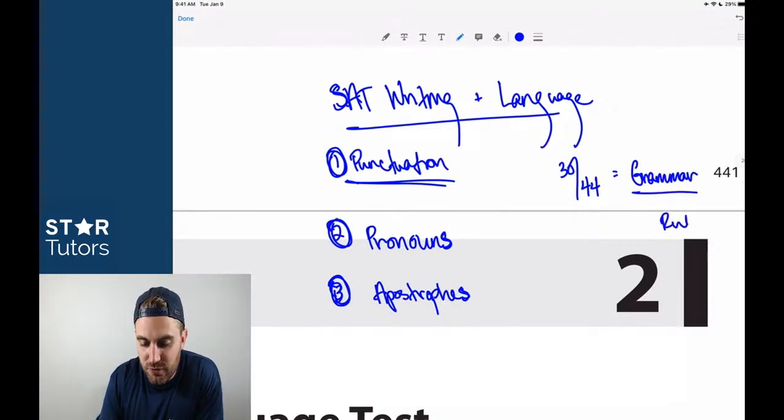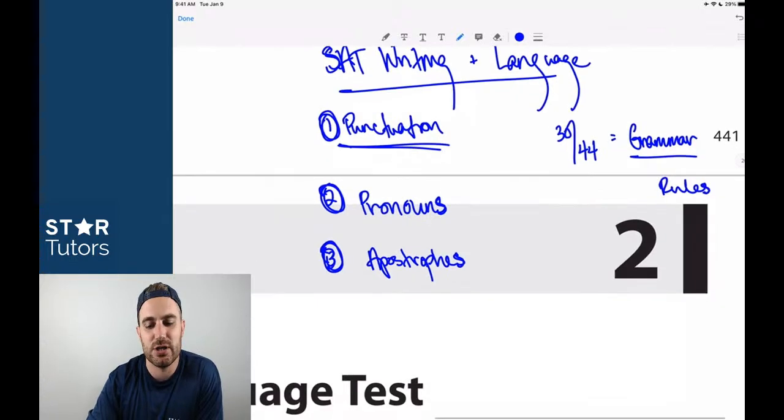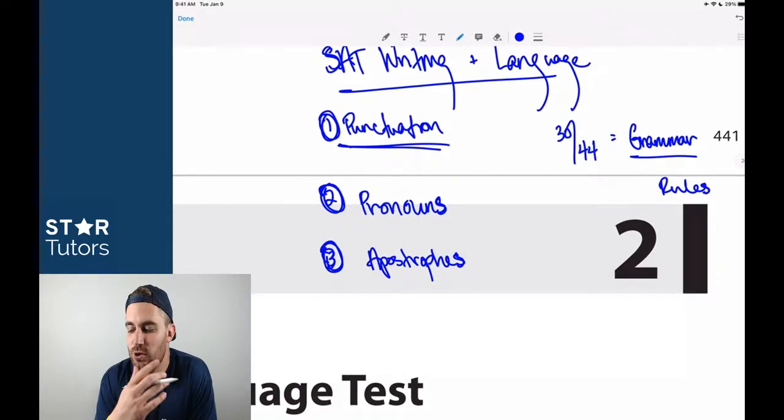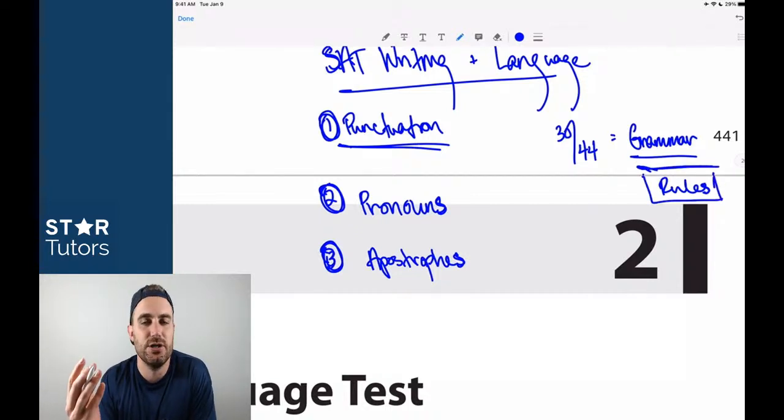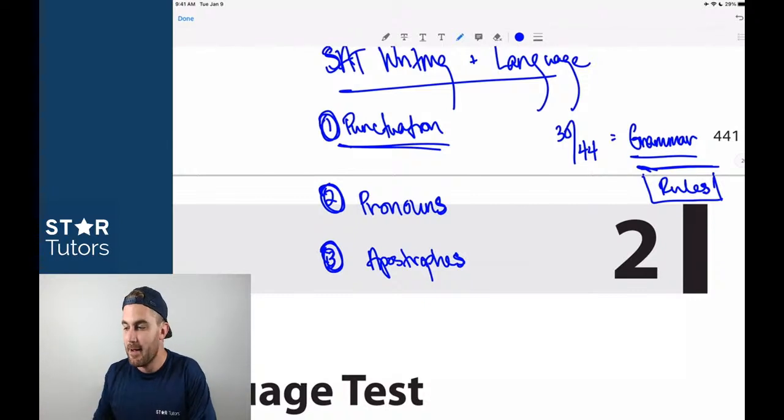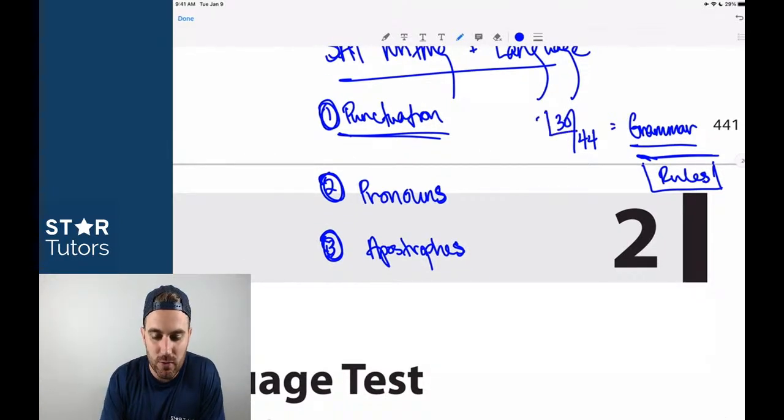And they're called rules for a reason. For anybody that's a really good math student, you can approach the writing and language test very much like you approach the math section. It might not be as easy, and it might not be as fun to learn these rules because you might already be great at math, but you can do it is the point. It's just rules-based questions, 30 out of 44 of those.